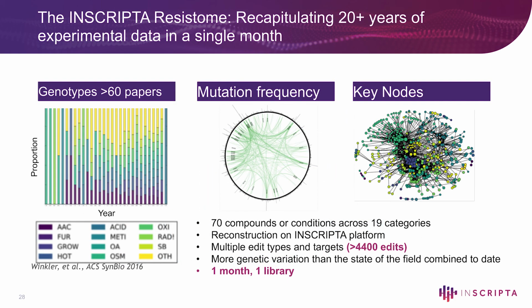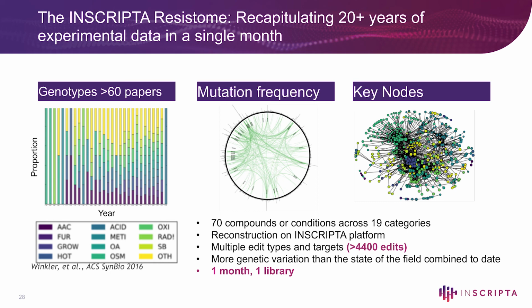So let me go through a few examples here to help you see what we can do with the platform. And I will start with specific targets, and then I'll move to genome-wide later. So the first one is the Inscripta resistome. For the E. coli community, we know the resistome is a very valuable database where the data of genotype-phenotype relationship to resistance to multiple compounds has been collected for decades.